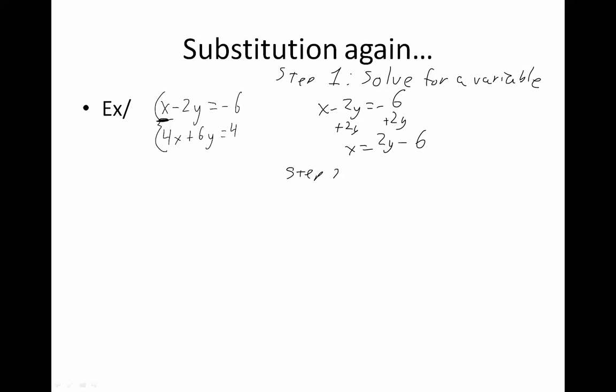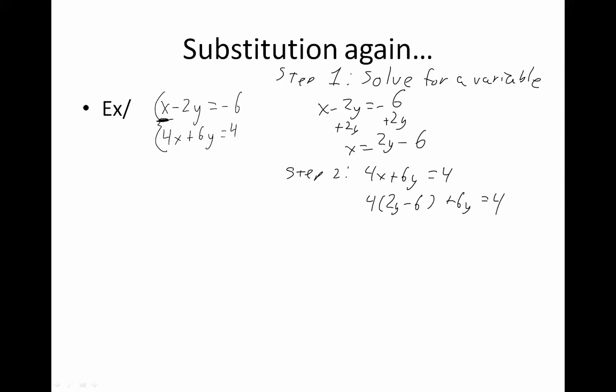So let's go to step 2. Now it's the same as what we did in the last one. We have an x solved for. x is 2y minus 6. So we're going to take this other equation, and instead of writing x, we're going to replace it with 2y minus 6. 4 times (2y minus 6) plus 6y equals 4.